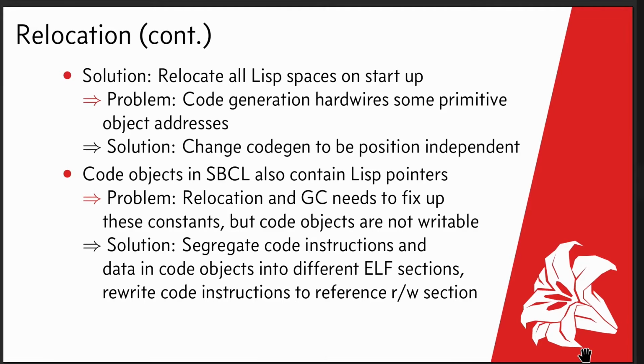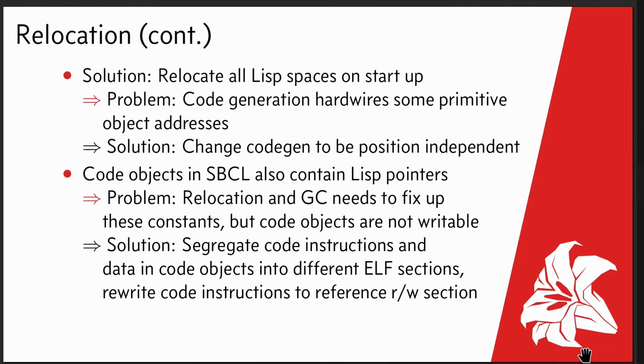One, for address space layout randomization, but second, we have a moving garbage collector in SBCL. So let's say SBCL moves some objects in the heap. Do you have pointers to those objects in your code object because they're like code constants or something? And then you can't actually go and fix those pointers up because your code object is not writable.